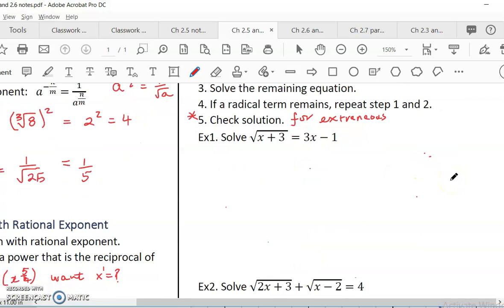I'm going to do two examples. One is when I have one radical, the other is when I have two radicals. So this one is quite difficult. So let's do the first one.